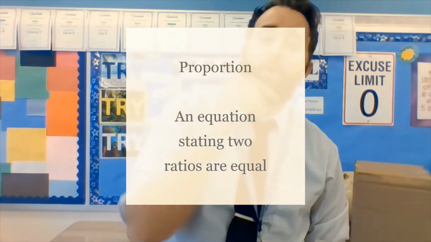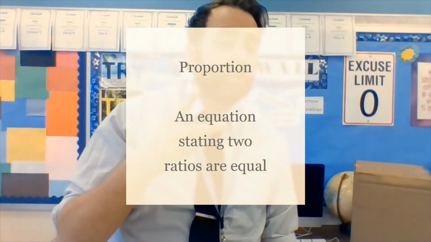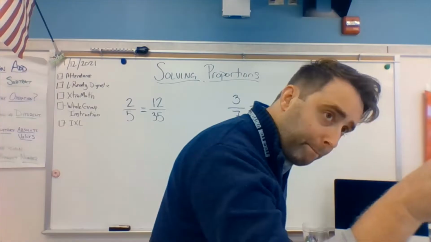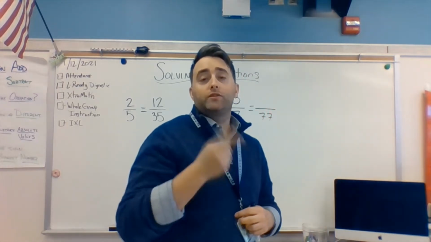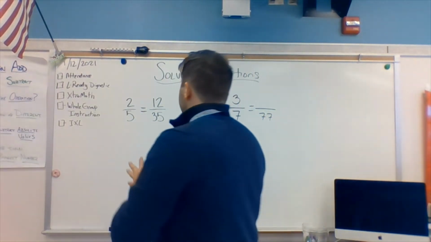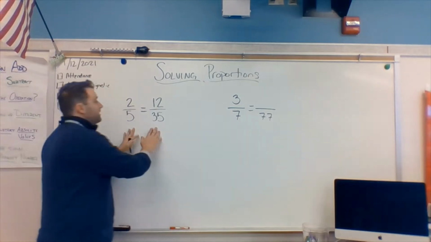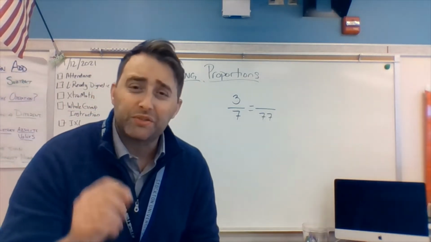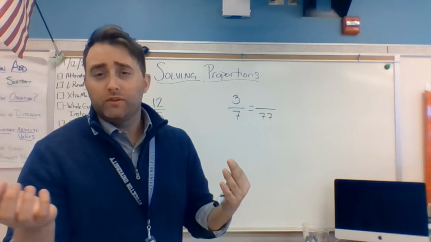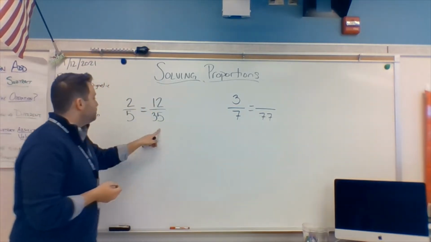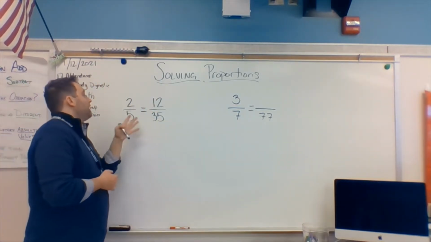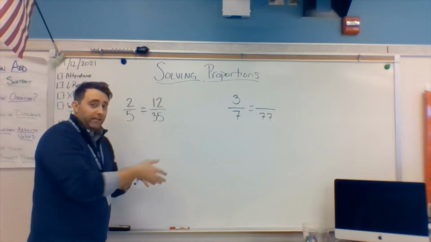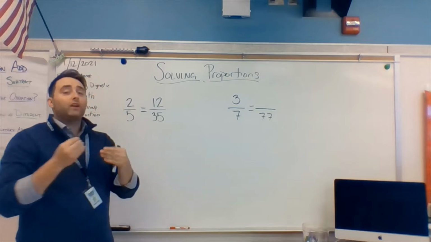A proportion is an equation stating that two ratios are indeed equal. You're going to look at it and say those are fractions. Yes, those are fractions, but as we went over previously last week, fractions are ratios. So these are two ratios. Now the proportion is the statement saying that these are equal. Now we have to determine whether or not that's true.